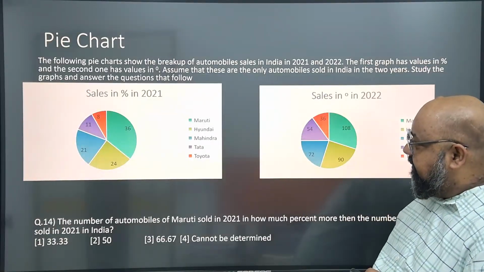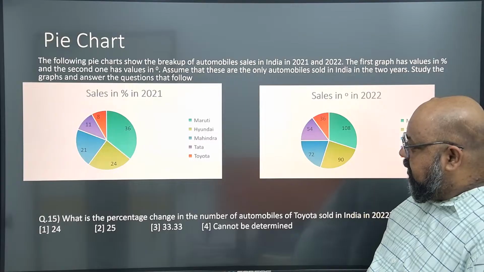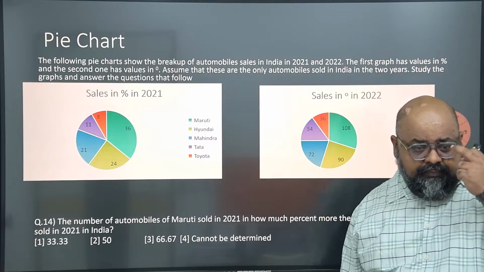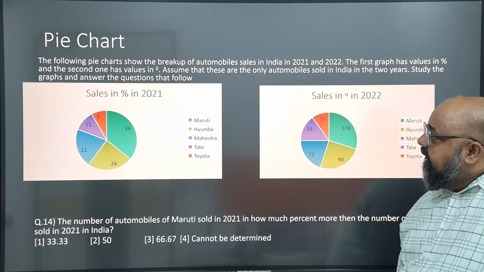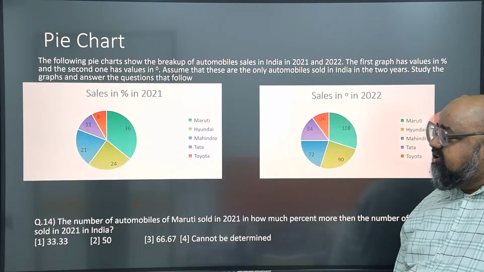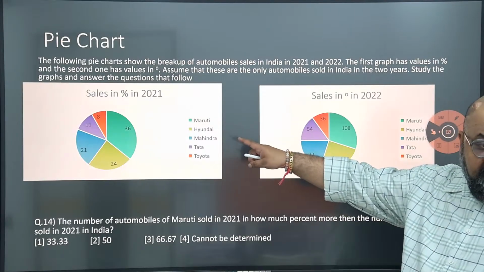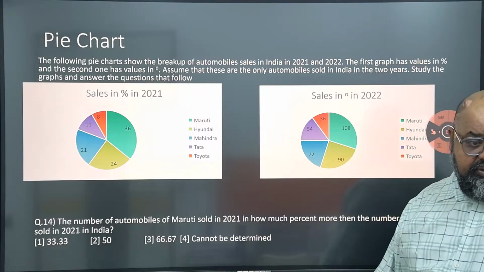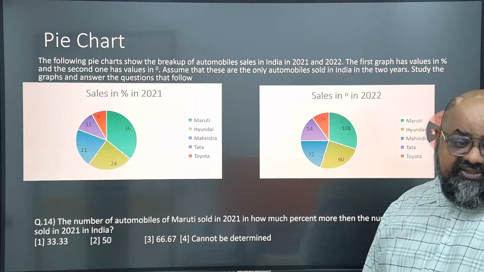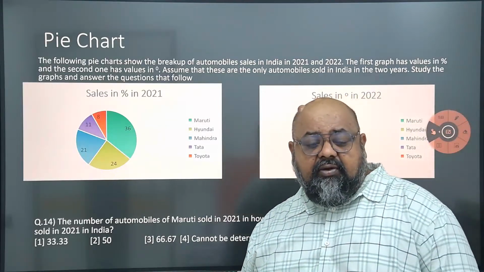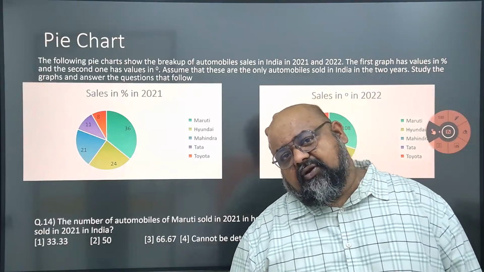चलो जैसे ये वाला pie chart है. बोल रहा है the pie chart shows a breakup of automobile sales in 21 and 22. एक में percentage values लिखी है और एक में लिखा है degree values. Now my question is, how do you draw a pie chart? Now when you're trying to draw a pie chart it will always be drawn based on the degree values.